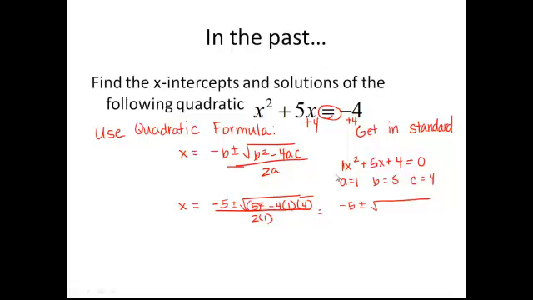Just type that into your calculator. What you're going to get is 25 minus 16, which is 9, all over 2a, which when I simplify is 2. So x is equal to -5 plus or minus. Now here I'm looking at the square root of 9. That is something that we can simplify.